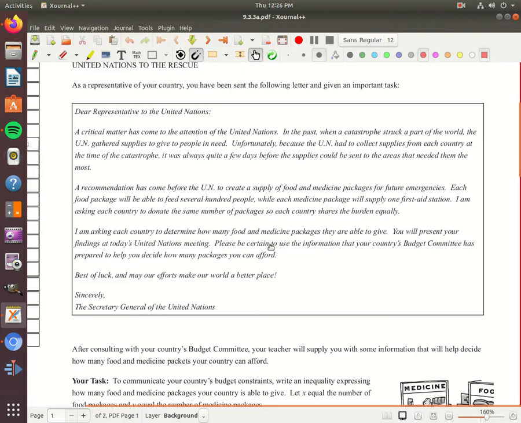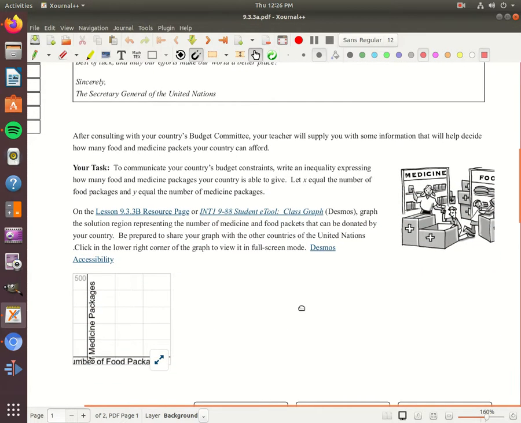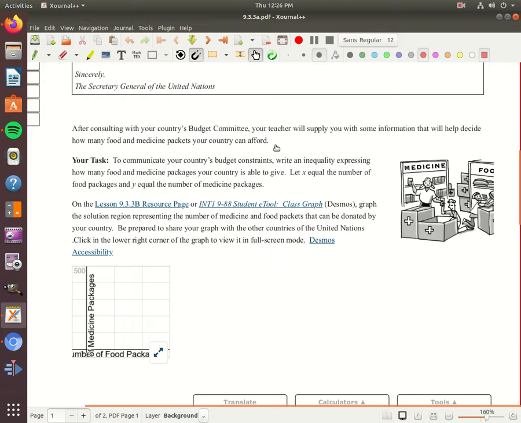I am asking each country to determine how many food and medicine packages they are able to give. You will present your findings at today's UN meetings. Please be certain to use the information that your country's budget committee has prepared to help you decide how many packages you can afford. Best of luck in your effort to make our world a better place. So, after consulting with your country's budget committee, your teacher will supply you with some information that will help you decide how many food and medicine packs your country can afford.